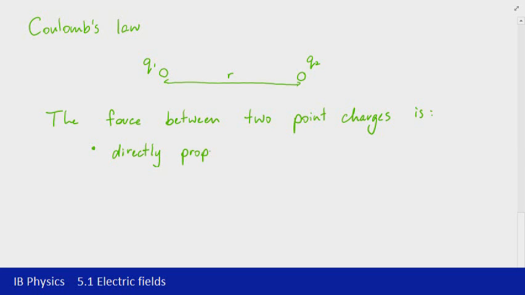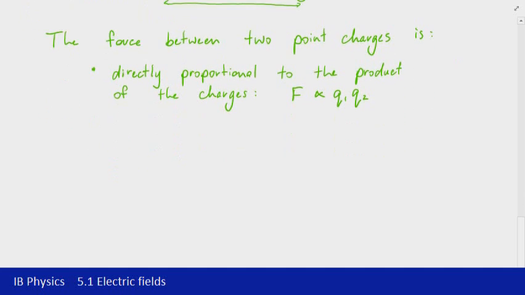Another way to think of that is that the force is going to increase regardless of which of the charges increases in size. So it's easiest just to identify that it's to do with both of the charges, so looking at the product of the charges. And if we were to write that in a mathematical form, what we would write is that F is proportional to Q1 Q2, so the product of those two charges.